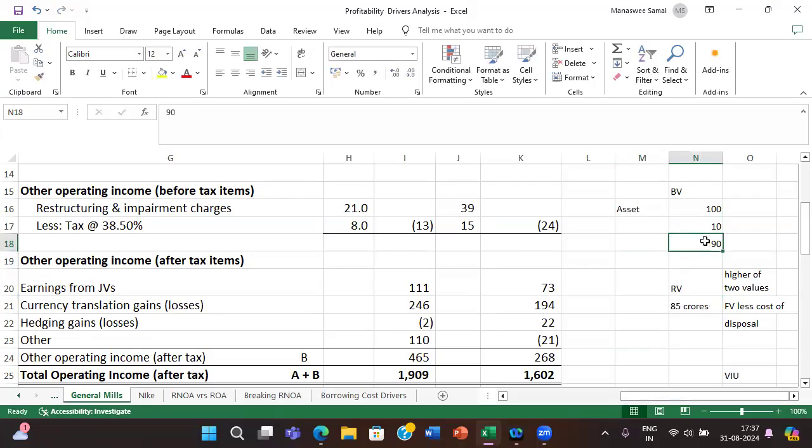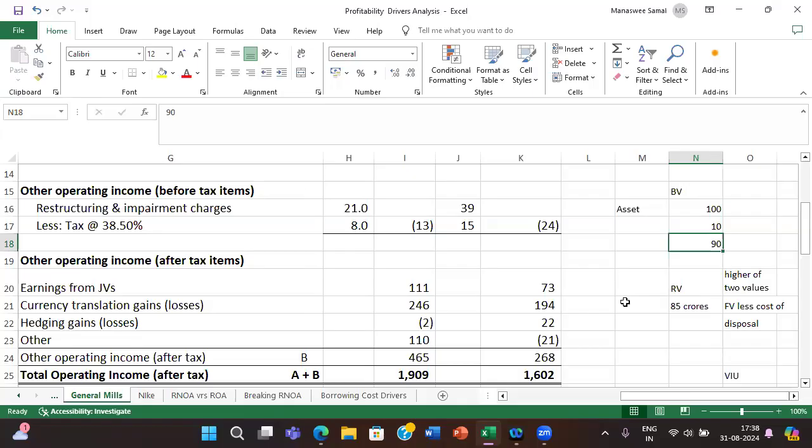I'm assuming this 90 to be in crores. Done. Then the other option for me to realize value from the asset is what? Not to dispose it today, but I'll continue to hold the asset and commercially exploit it. If I do that, then the asset will generate future cash flow for me.